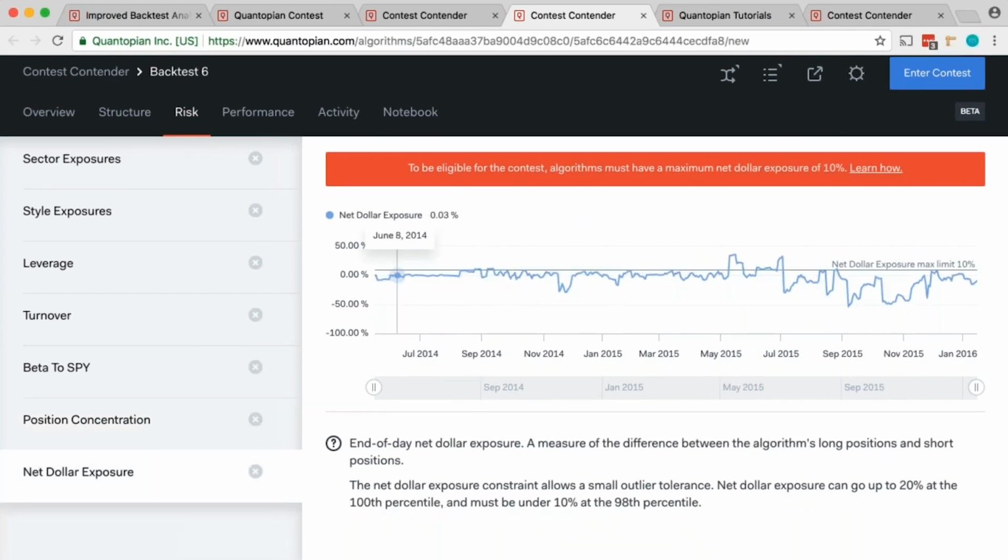The final one in risk that I am also not meeting is the net dollar exposure, which is basically talking about the difference between my longs and my shorts, like how net long or net short am I. So as we can see here, I seem to be failing this constraint both on the negative and positive side. So I need to stay within that 10% constraint, which I'm not doing right now.